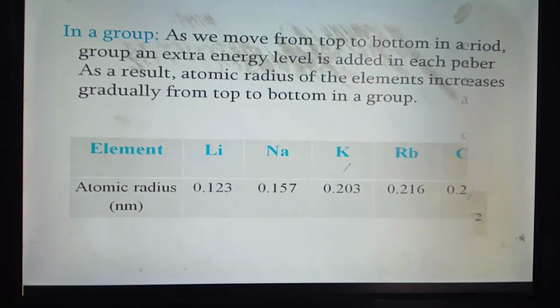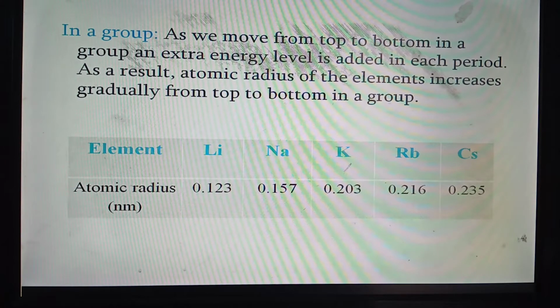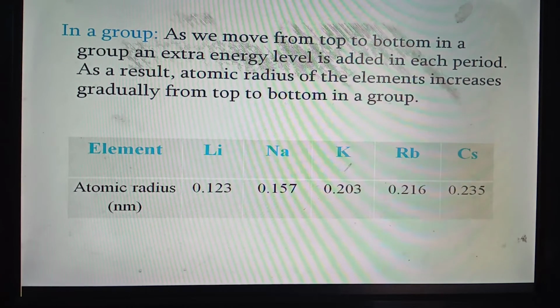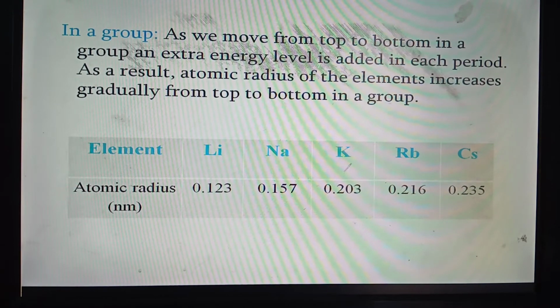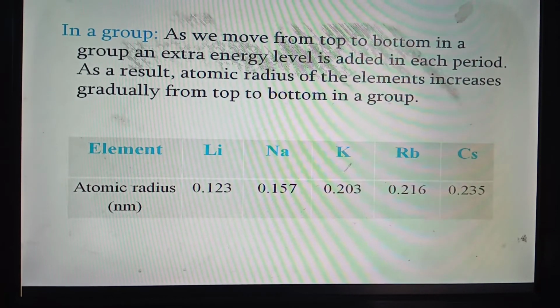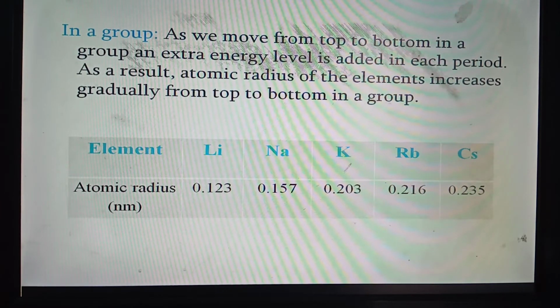Let us see the change in a group. In a group, you all know the electronic configuration is the same in the valence shell, that is in the outermost energy level. But as we move from top to bottom in a group, an extra energy level is added in each period. As a result, atomic radius of the elements increases gradually from top to bottom in a group.